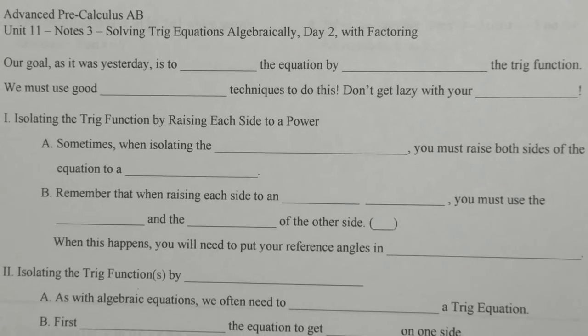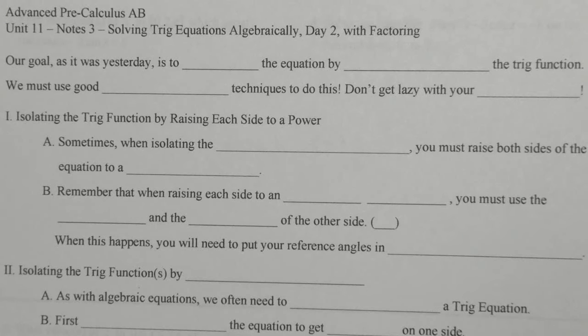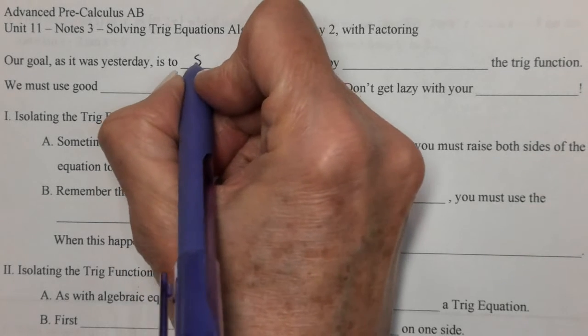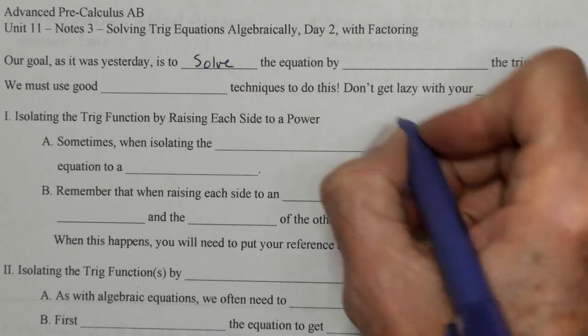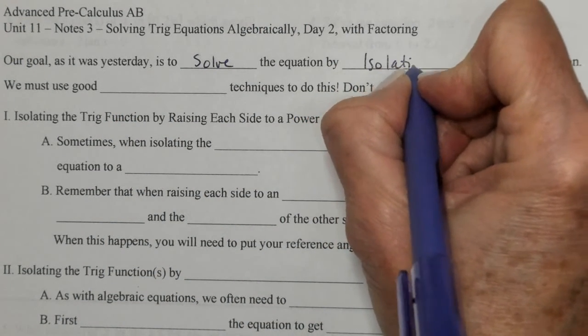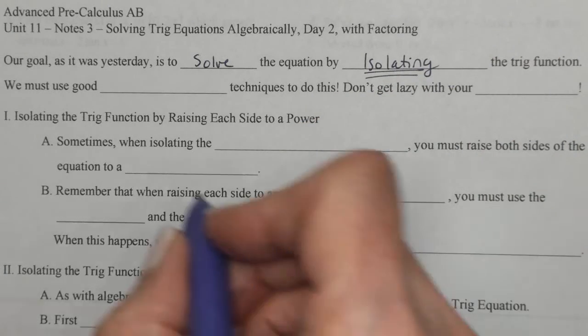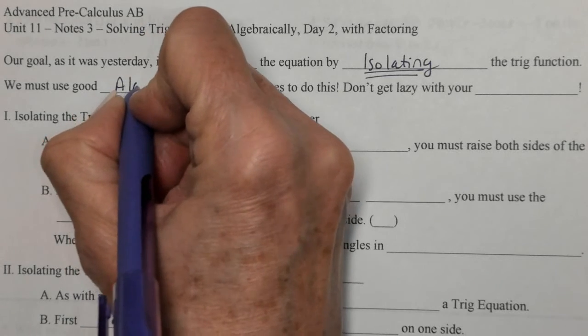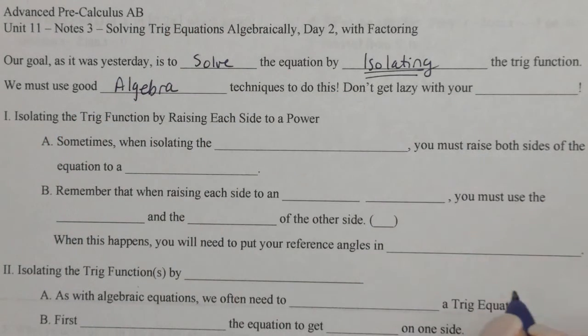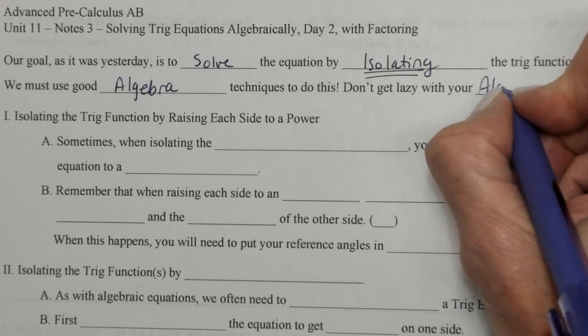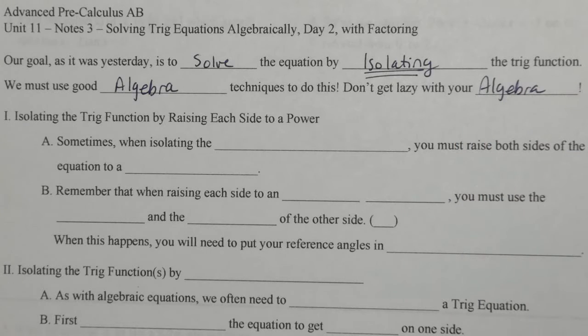So, first of all, our goal today, as it was yesterday, is to solve the equation by isolating the trig function. We still want to isolate the trig function. We must use good algebra techniques to do this. Do not get lazy with your algebra. Okay? The hardest part of trig is probably the algebra, just like the hardest part of calculus is probably the algebra.